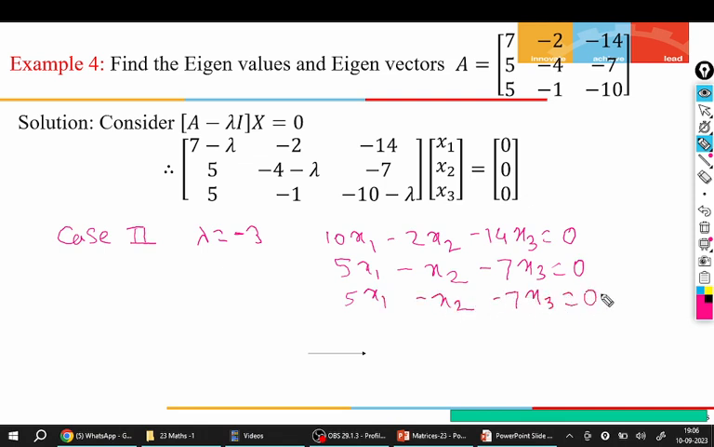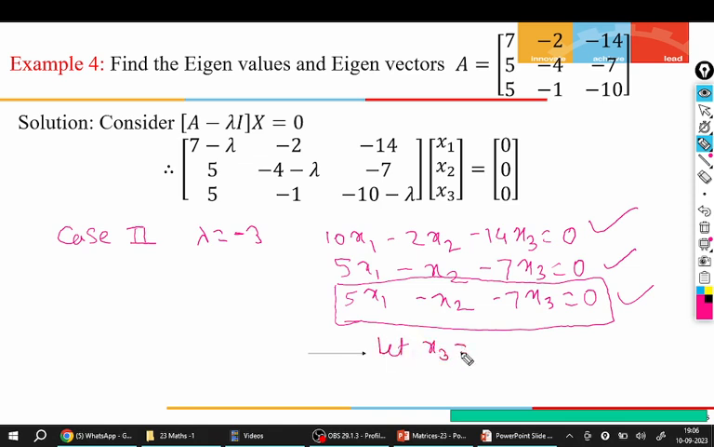What happens? Equations number 1, 2 and 3 all are the same actually. The first is only 2 times the last two. So you are left with only one equation now. Whenever it is a repeated root, take any one equation. Here we get infinite solutions in terms of two parameters. So let us assume x3 is t1 and x2 is t2. Then x1 will become t2 plus 7t1 upon 5.